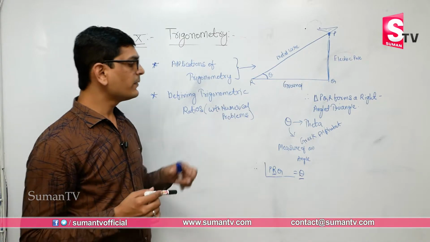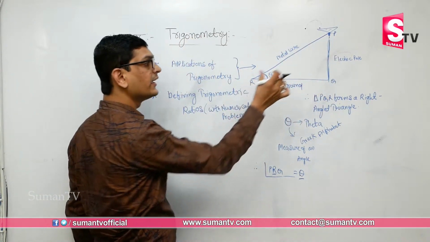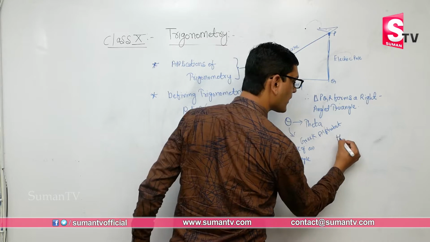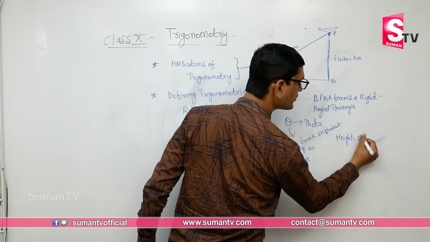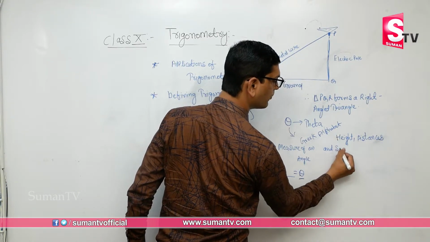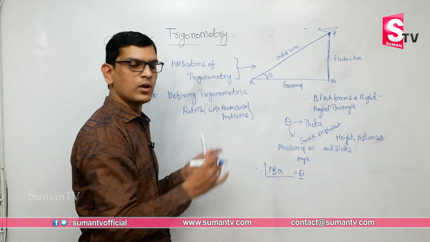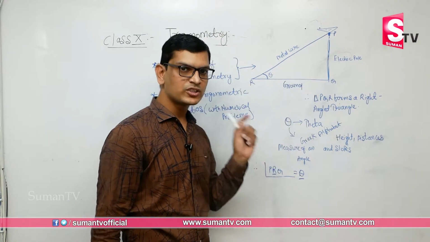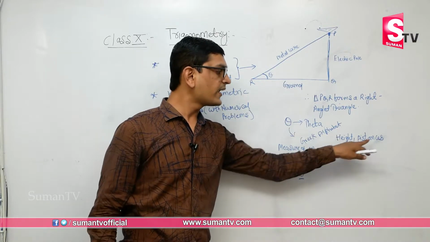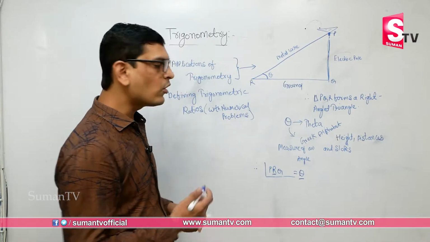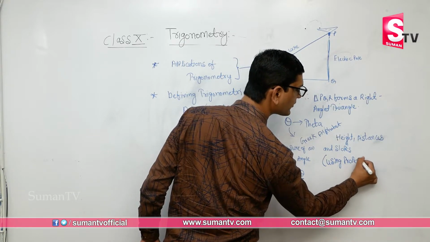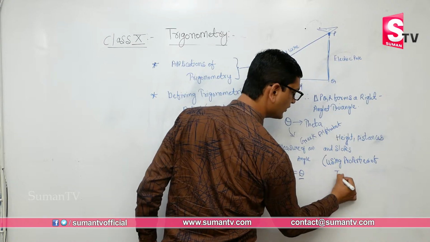In this kind of figure, we will be finding the height of the electric poles, distances, and slopes. For the application of trigonometry we will have a separate chapter, but here I'm just showing what we can find using trigonometry. We can find height, distance, and slopes by using properties of triangles.